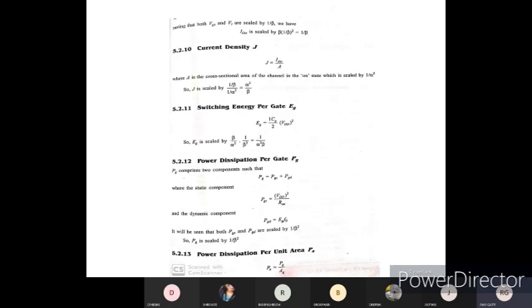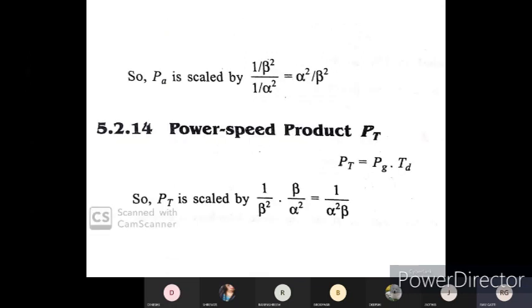The next ones are saturation current density, which we have studied, switching energy per gate, which we have studied, and finally the power dissipation per unit gate, which we have studied. You can see here the power dissipated per gate is nothing but Eg into F naught. Finally we can calculate the scaling factor for the power dissipation per unit area, called PA. That is PA is nothing but Pg divided by Ag. With the use of this we are able to calculate all these parameters. Then the power dissipation product is nothing but Pg into Tg. For this power delay product PT, the scaling factor is 1 by alpha square into beta.